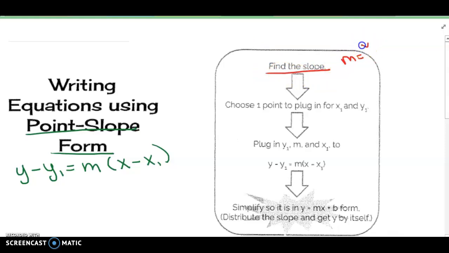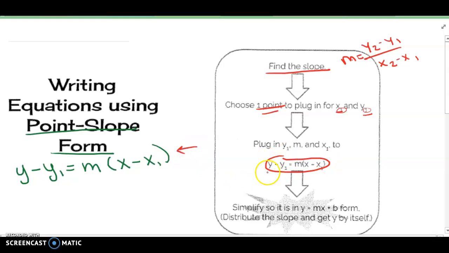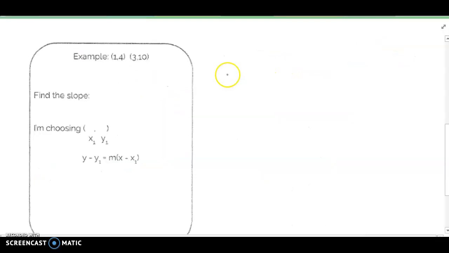Okay, now once again, my slope formula is y2 minus y1 over x2 minus x1. I choose one point, and I could choose either point. Generally, you'll be given 2 points. I can choose either point to plug in for x1 and y1. Notice these subscripts here, not x and y, but x1 and y1. So after I have my m, my x1, and my y1, I'm going to plug it in to this formula here, which is the same formula I just did. And then we're going to simplify it to where it's in y equals mx plus b form. I know that seemed like a lot, but we're going to go through an example and see how it works.